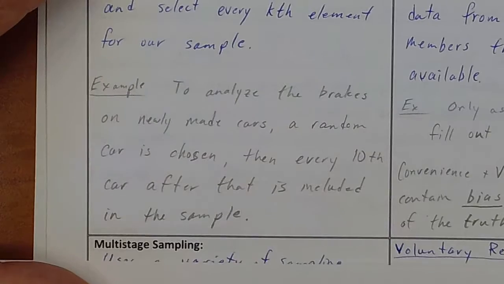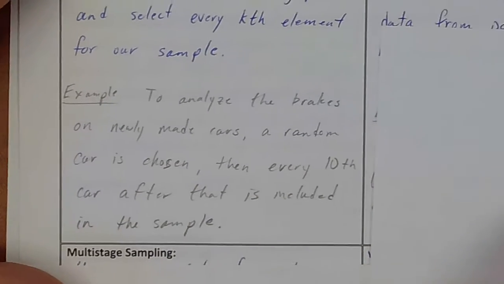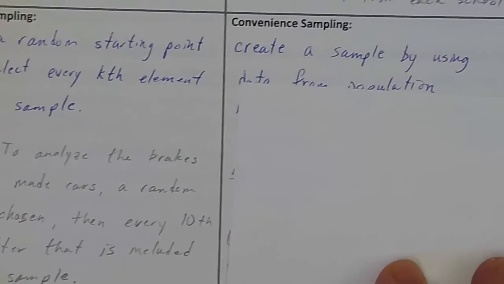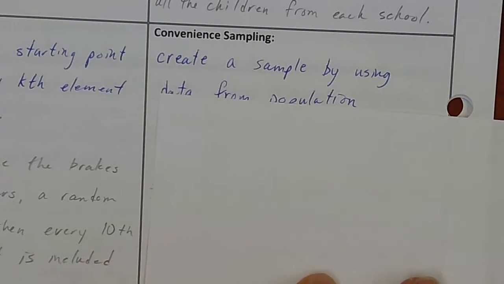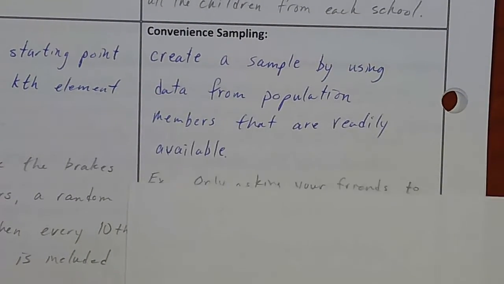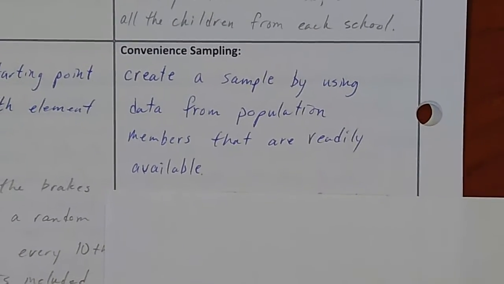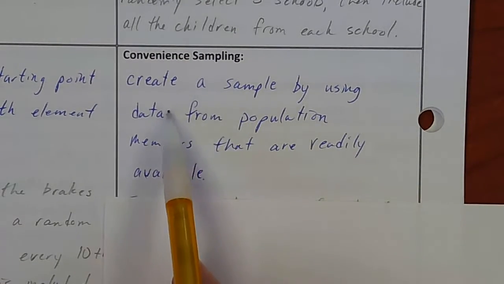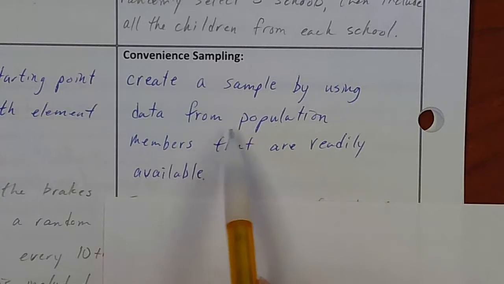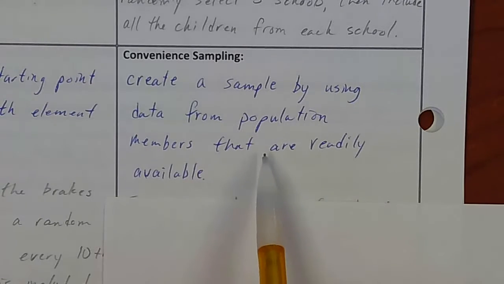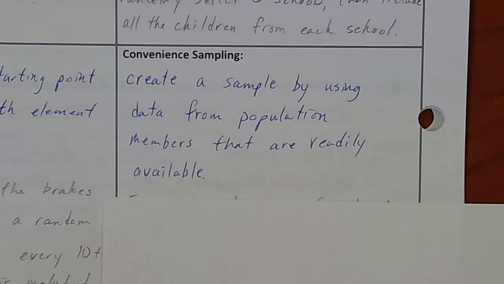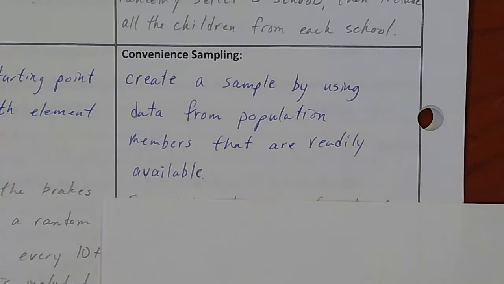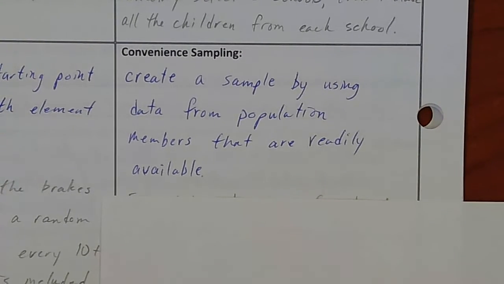All right, convenience sampling. This one is actually an example of not a very good method, but you need to be aware of it because if somebody uses a convenience sample, you need to know that the data probably has bias in it. So here's the definition. Create a sample by using data from population members that are readily available. You do it because it's convenient. You don't have to use a lot of resources. But chances are this results in bias quite a bit.